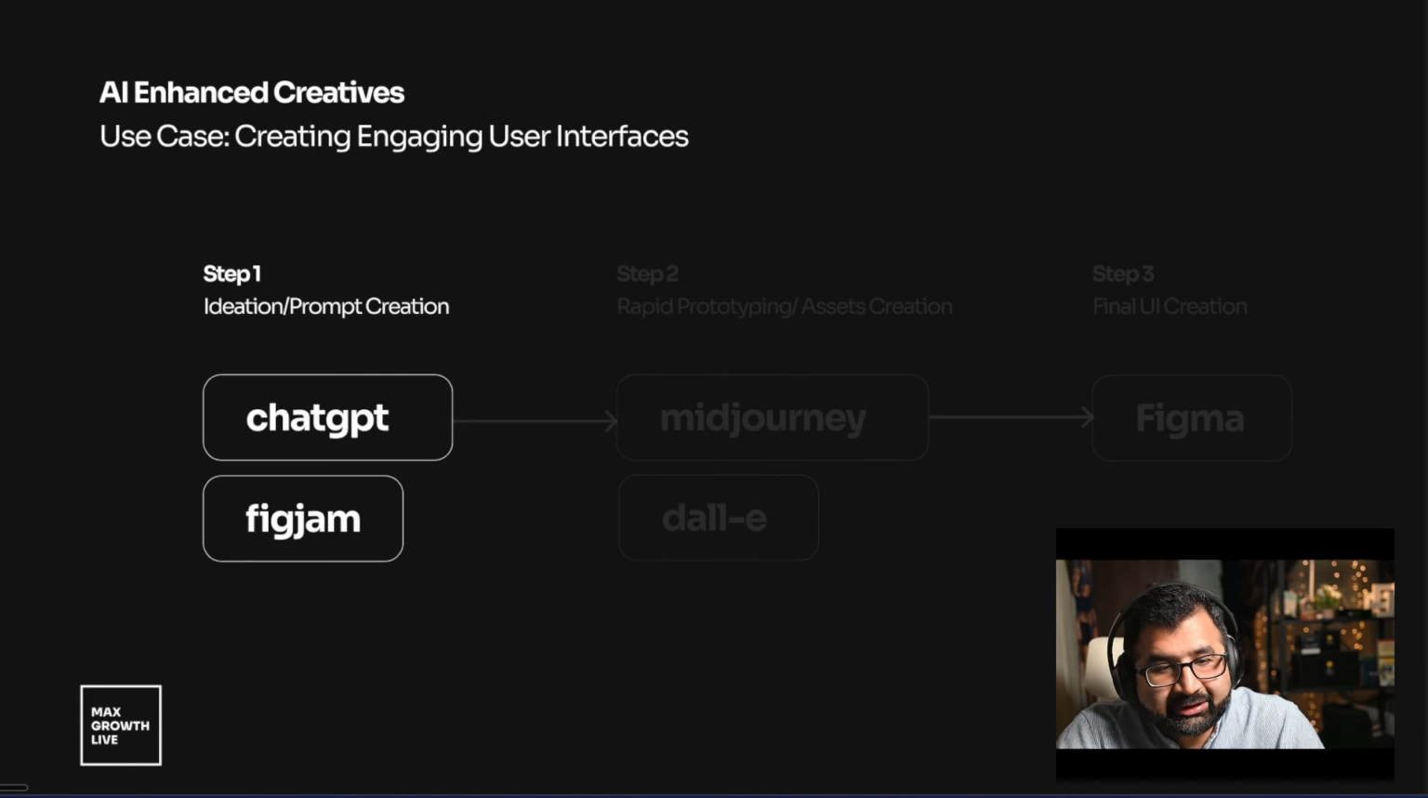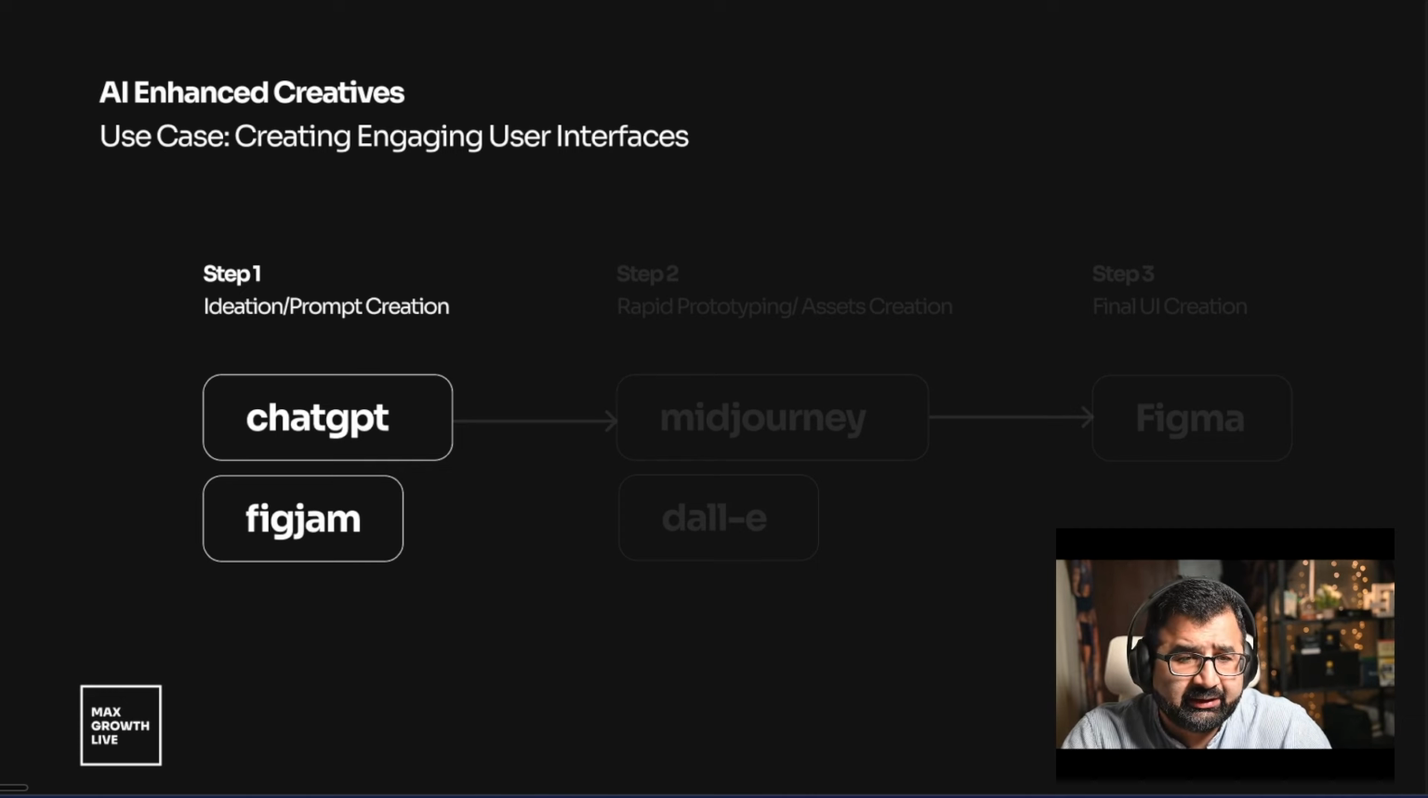So in the very first step, we are talking about using ChatGPT and FigJam to come up with ideas. Basically, FigJam would be mainly used to conceptualize or ideate, and ChatGPT would help you to come up with actual prompts, which we would be using in the next step. So we would keep all the ideation in one place using FigJam, and ChatGPT would be used to prompt different steps or different things.